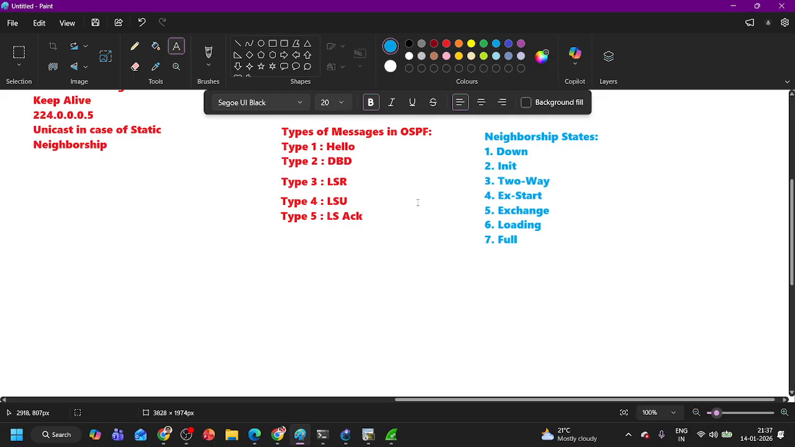Before I explain these states, if anyone has any idea about these states, please explain, guys. Waiting for DR and BDR, that was the state for DR and BDR, not the neighborship state. Right now we are understanding the neighborship state. Don't worry, you will understand that also. Anyone have an idea about these states?